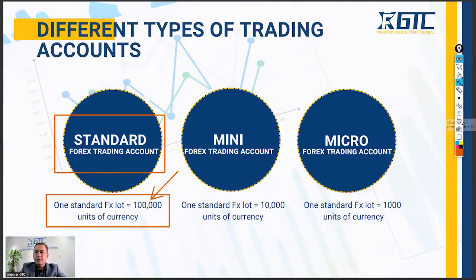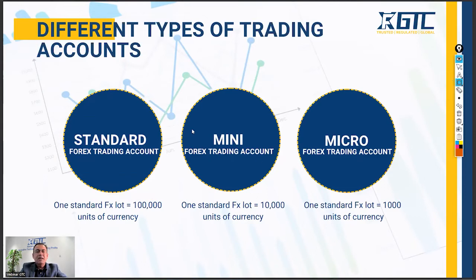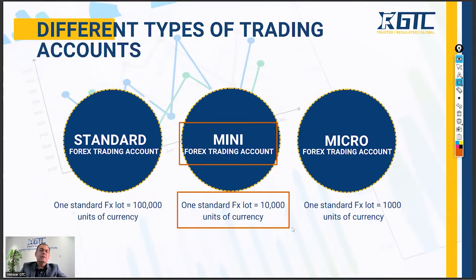Now, the second type here is a mini trading account. In a mini trading account, by default, the trading account lot size is 10,000 units, which is 1/10 of standard. So whenever you break down your standard account by 1/10, here if you press 1 in the lot size box of your trading platform, then you'll be trading 10,000 units of that particular currency pair.